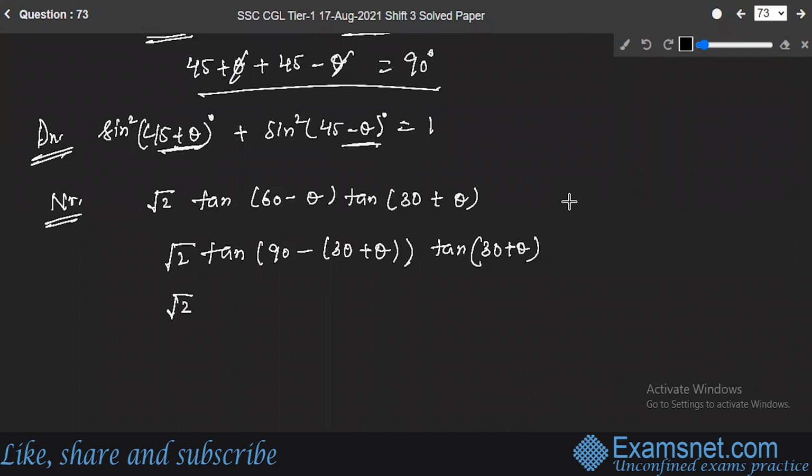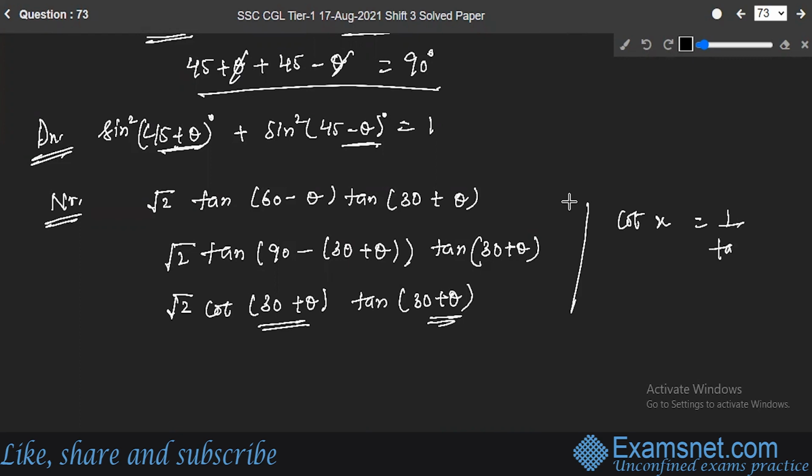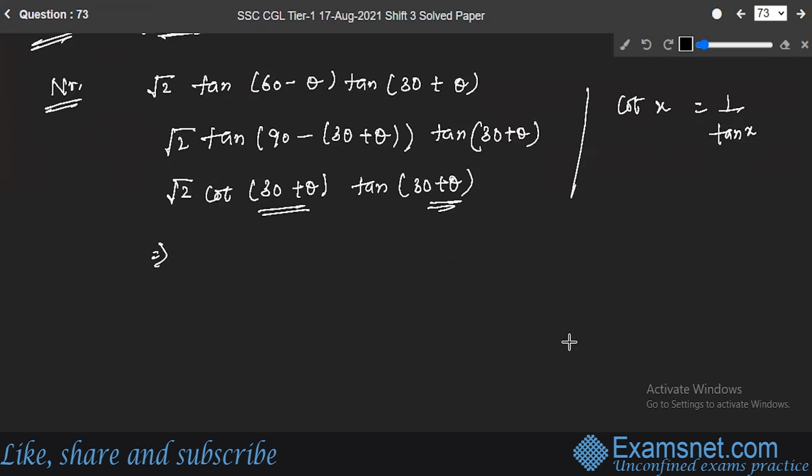So this is tan of 90 minus something. This will be cot (30 plus theta) into tangent of (30 plus theta). See, you have the same angles with the tangent and the cotangent. Also, I want to tell you that cot x is equal to 1 upon tan x. So this will be root 2 into 1 upon tan (30 plus theta) into tan (30 plus theta). They will cancel and you will have the numerator as root 2 only.